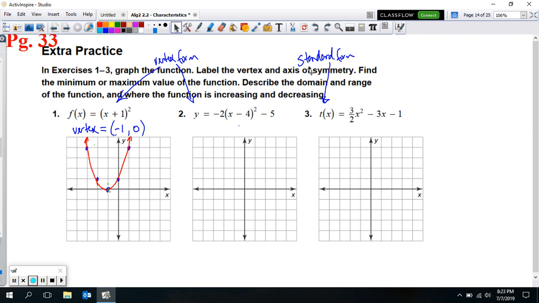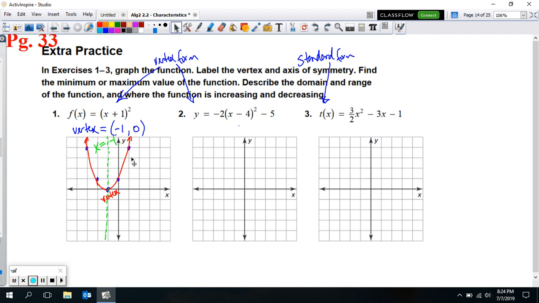Okay, so now we need to do all this other stuff. It says label the vertex. That shouldn't be hard. Your vertex, we already know, is this point here, so we can just tack a little label on it. It also says to label the axis of symmetry. Now remember, the axis of symmetry is a vertical line that goes straight through that vertex point. And so we're going to put a dashed line. I'm going to do that so that way you remember you're going to put a dashed line as well.